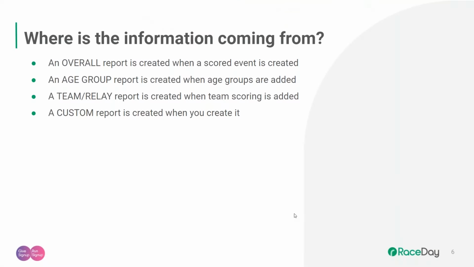So some different options for you. Where is this information coming from to begin with? Like I just said, an overall report is created when a scored event is created. An age group report is created when age groups are added. Team relay reports are created when team scoring is added. And a custom report is created, well, when you create it.